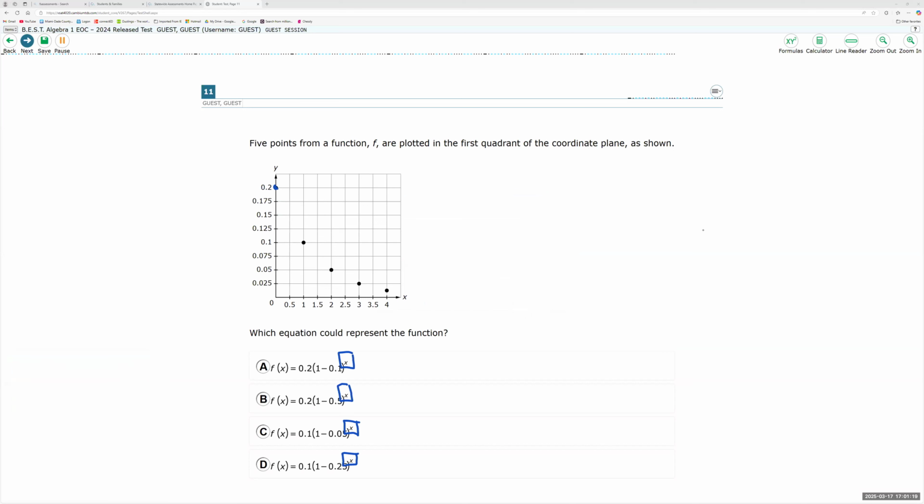This point is 0 for x and 0.2 for y. And then this other point is 1 for x, and 0.1 for y. So if I take this and I put 0 as x, my exponent is going to be 0. So let me do that. Let me erase these things, and I'm going to pretend that my exponent is 0, right?